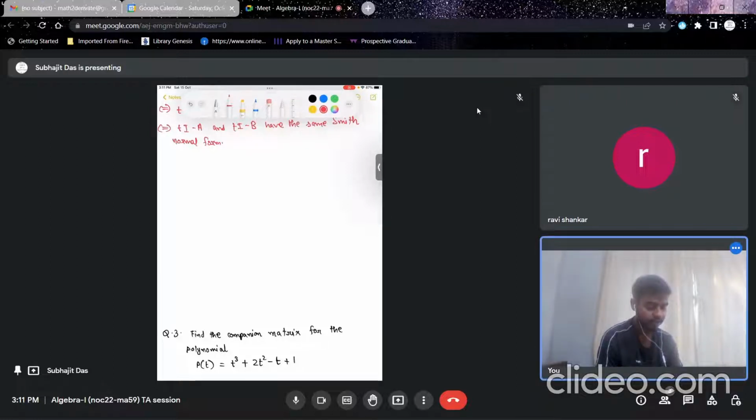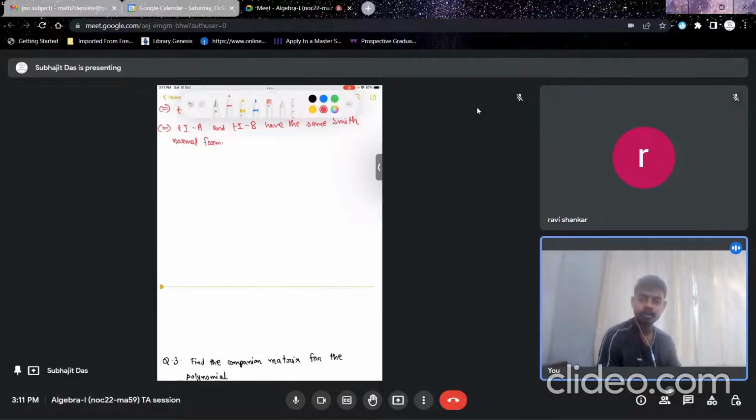And conversely as well, if they are equivalent, they will have the same Smith normal form.